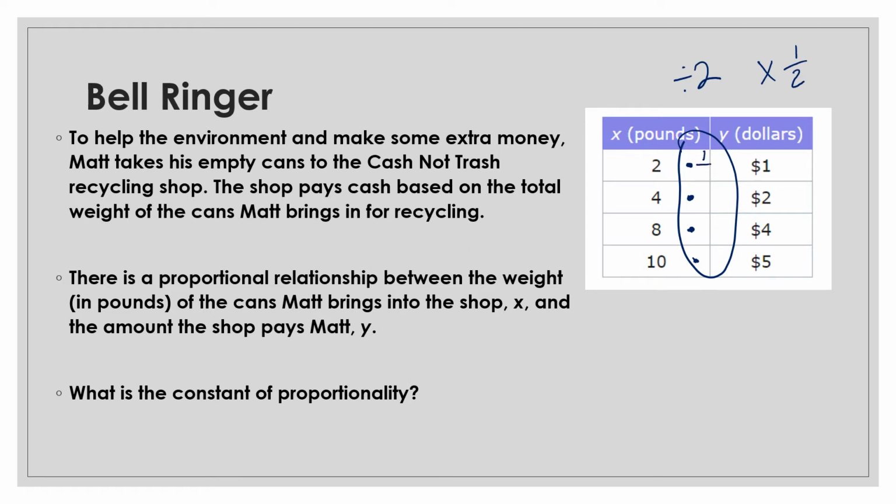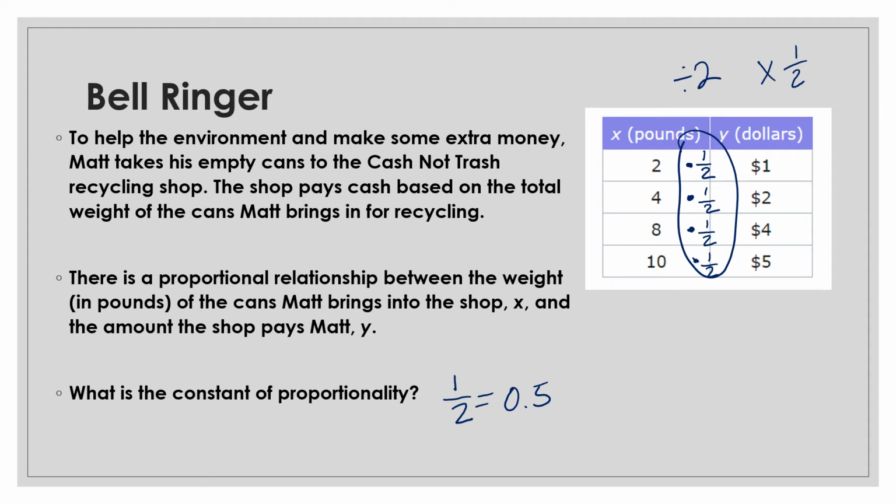So 2 times a half is 1. 4 times a half is 2. 8 times a half is 4. And 10 times a half is 5. So the constant in this table is 1/2, or 0.5 if you're writing that as a decimal.